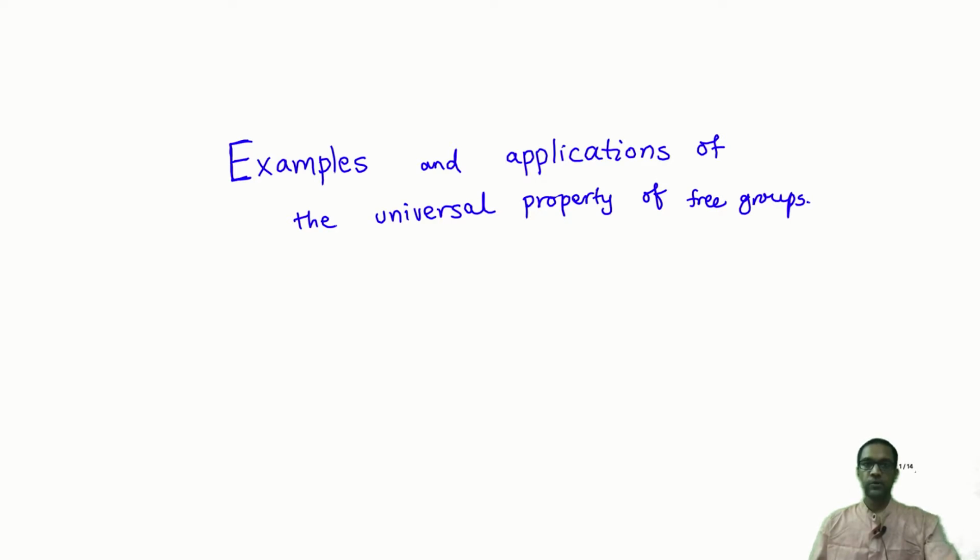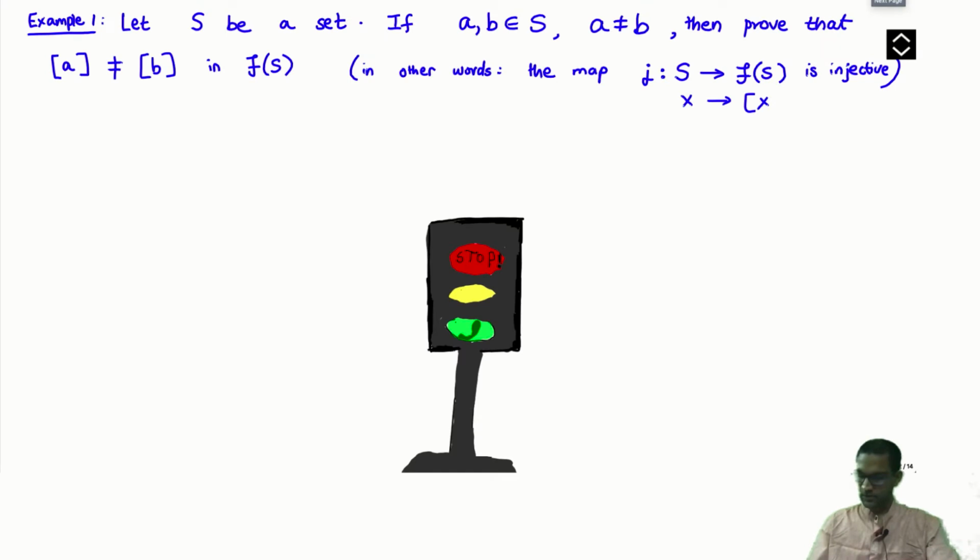Today we will talk about some examples and applications of the universal property of free groups. Okay, so we'll do 4 examples today. So let me skip to the very first one. So here's the example, or a problem.